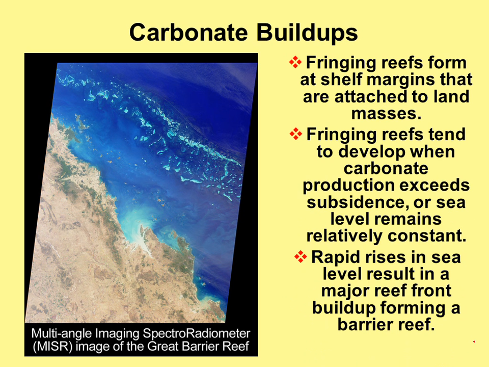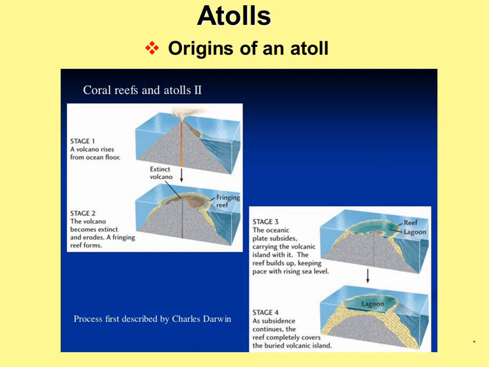There are circumstances where subsidence can be rapid enough that you can actually drown a reef and kill it off, and there are examples of that in the geologic record. So this is a nice example of how these kinds of carbonates as sedimentary deposits are different from the terrigenous materials we talked about, because they grow within the basin and they can adjust to the subsidence history of the basin in a way that terrigenous sediments can't necessarily do.